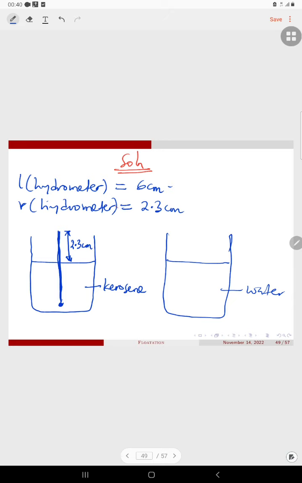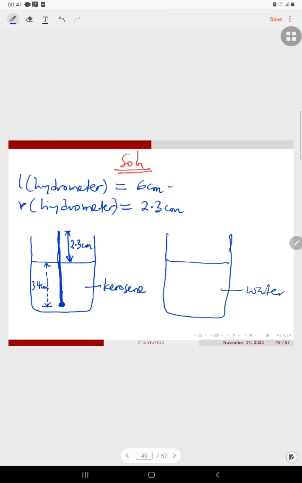Okay. So what do we mean by this? If 2.3 is above, then from the whole length is 6. So what will be the length of this? It's going to be 6 minus 2.3 and we will get 3.7. Okay, so this information will help us get the length of the submerged part in kerosene.